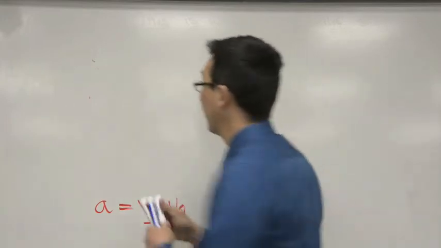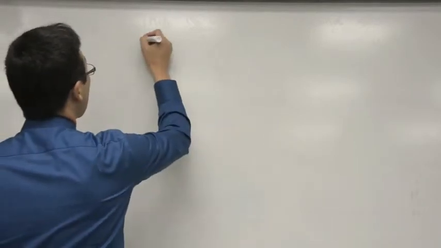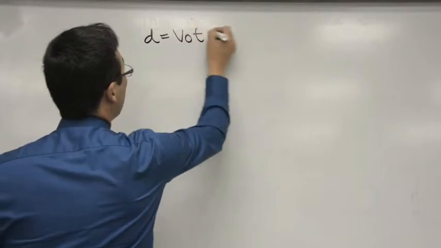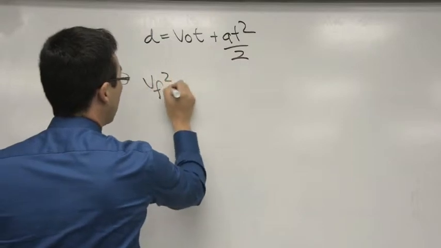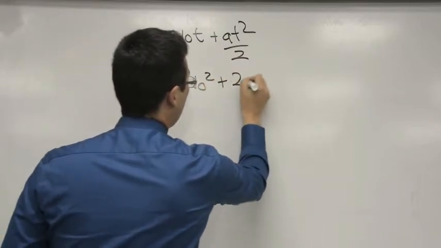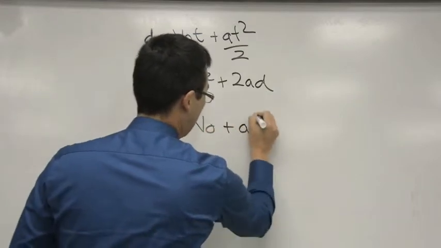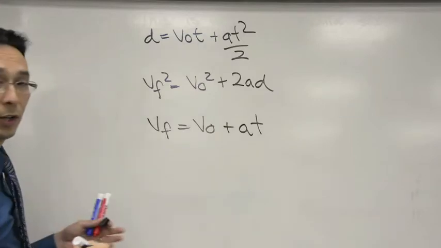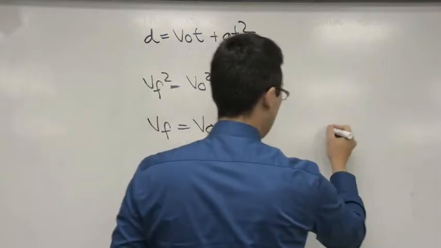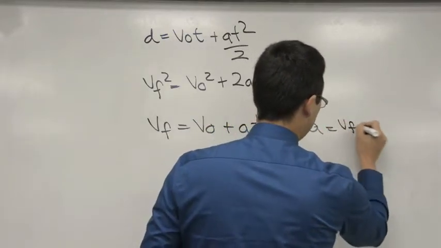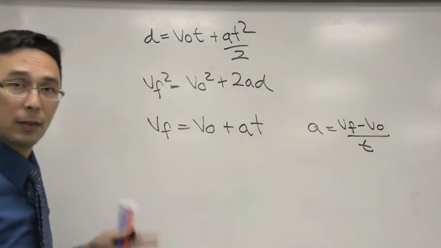Okay, let's put them up. Those equations will be: distance is equal to v naught times t plus at squared over 2. Vf squared is equal to v naught squared plus 2ad. Vf is equal to v naught plus at. Now this equation is actually the equation that I had originally put up. It's just manipulated. These two equations are identical, just different forms of the same equation.